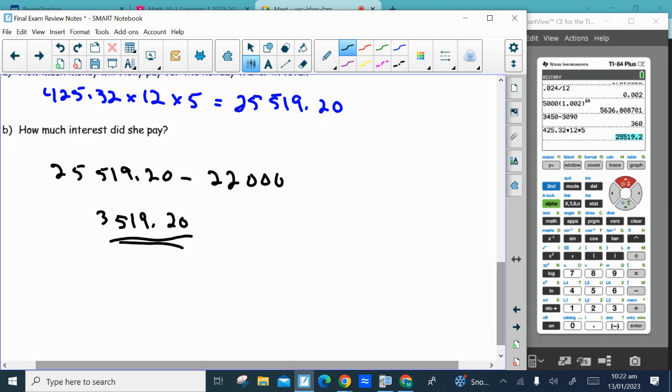So whether she borrowed that money from a bank or some finance company, this is how they make their money. They lend money to people to buy things, and they charge interest on that. That's how they make their money. Okay, so those were the main parts of our finance chapter that we did.